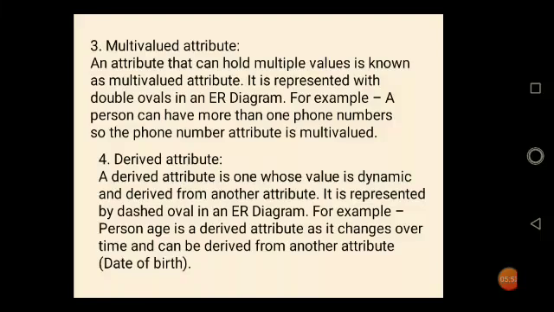Derived attribute means, for example, he was born in the year 2000, and now this is 2021, right? So I can derive that his age would be 21 years. Okay, so I am deriving his age from his date of birth. So that is the derived attribute.